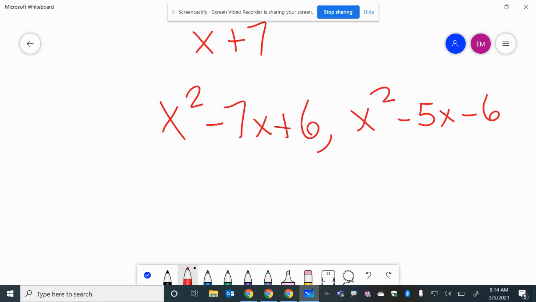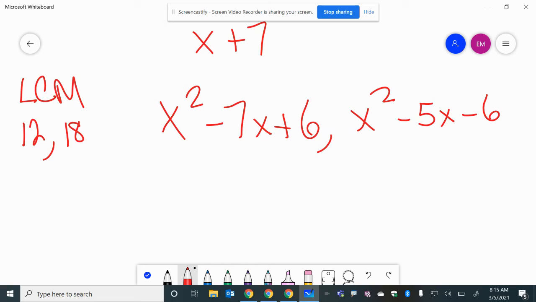Okay, before I do this one, x squared minus 7x plus 6 and x squared minus 5x minus 6, I want to refresh our memory on finding lowest common multiple. So if I use the numbers, let's just say 12 and let's use 18. Those are two good numbers. They have lots of multiples. They share a lot of common factors.